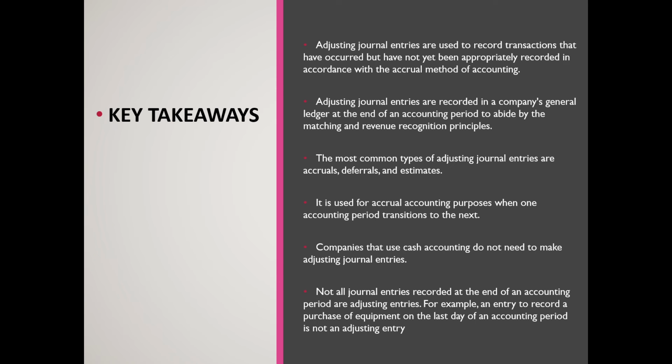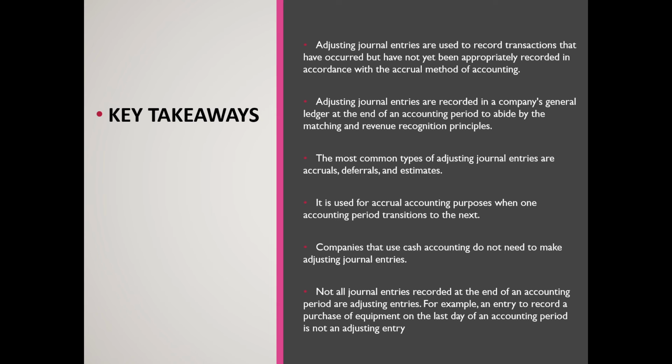So, key takeaways from this topic. These are very crisp points, and I summarized them for you to understand more deeply. Adjusting journal entries are used to record transactions that have occurred but have not yet been appropriately recorded in accordance with the accrual method of accounting. Adjusting journal entries are recorded in a company's journal ledger at the end of an accounting period to abide by the matching and revenue recognition principles.